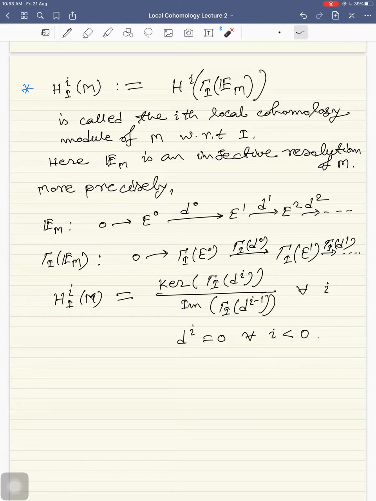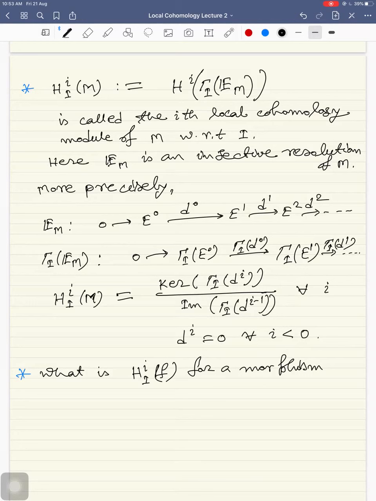But we have defined it as the ith right derived functor. So that means we should be able to assign each morphism as well, right? So it is the second part. So I should write this question: what is this map for a morphism f from M to N? Okay, so I will answer this question later.